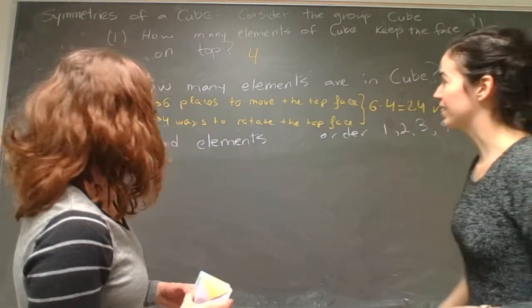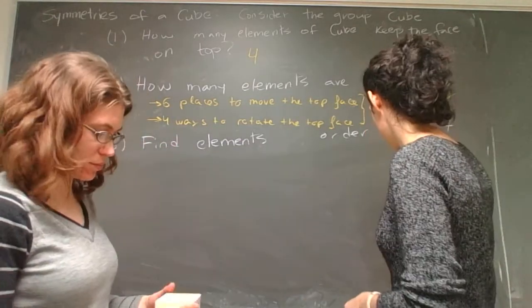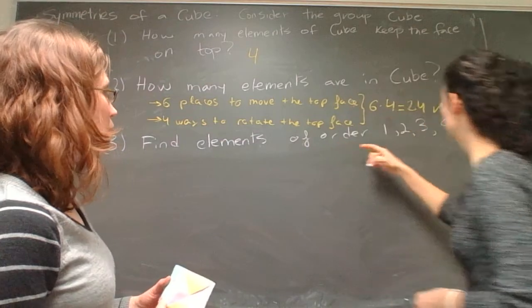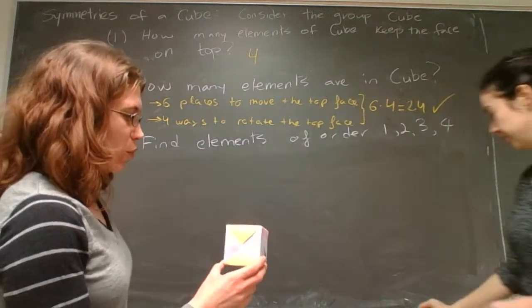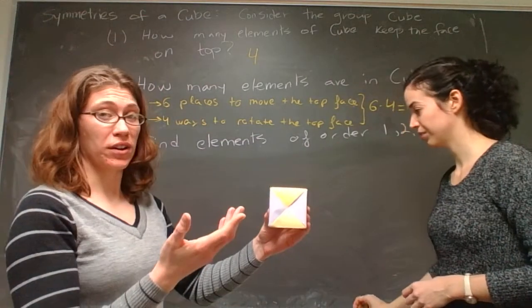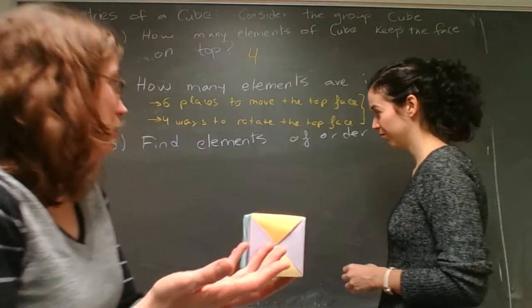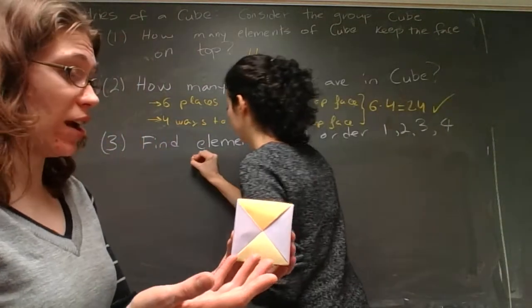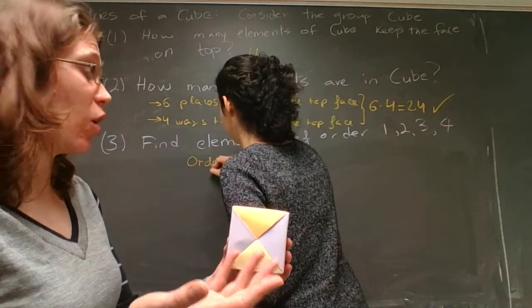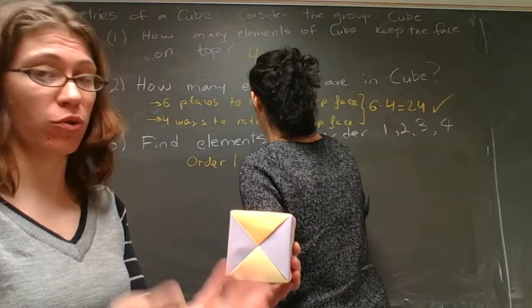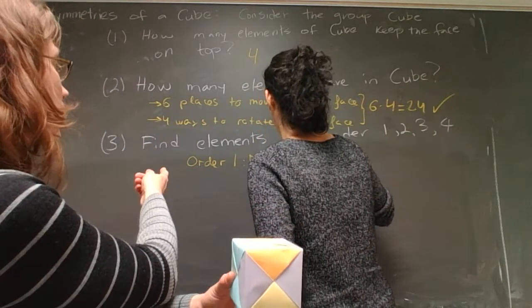Okay, so we've discussed this. Great. Find the elements of order 1, 2, 3, and 4. Well, doing nothing is order 1, because that should be the identity for this group, and we know that the identity always has order 1, and the identity is always the only element of order 1. So we found all the elements of order 1.